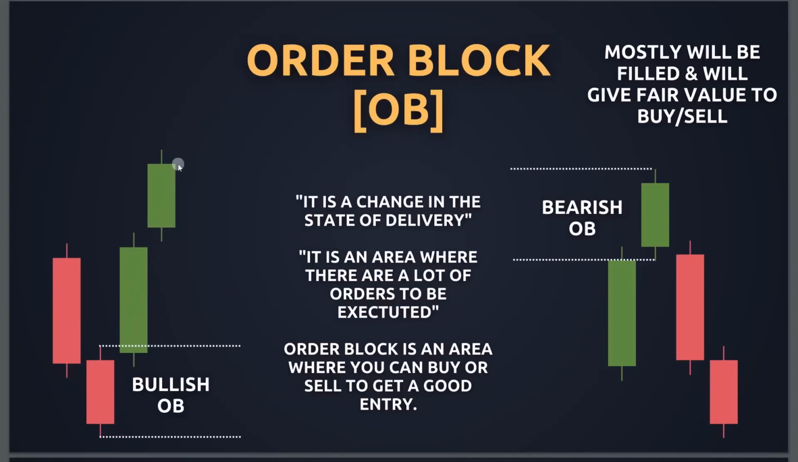Where is the last bearish candle before the bullish move? So we have the bullish move here. Where is the last bearish candle? It's right here. This could be a bullish order block. On the other hand, price was going up. This is the bullish move. Then the bearish move starts here. Where is the last bullish candle before the bearish move? It's this one. So this could be an order block.